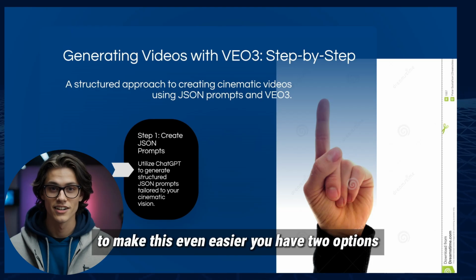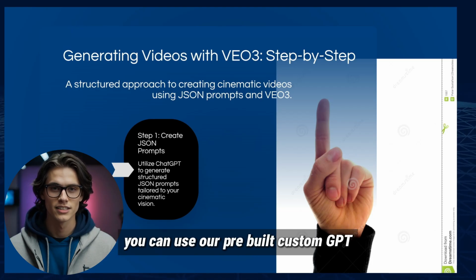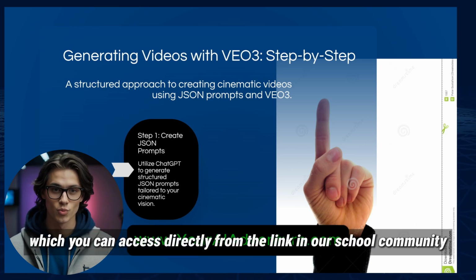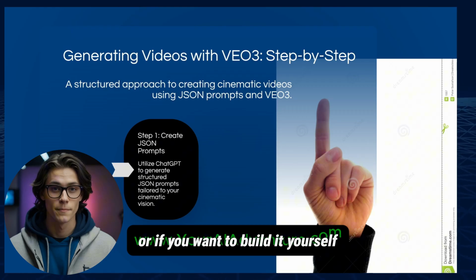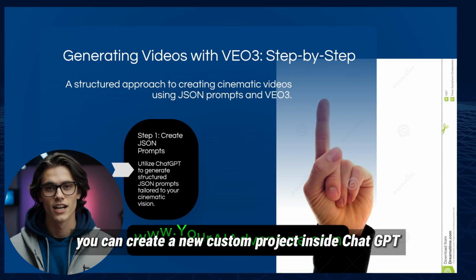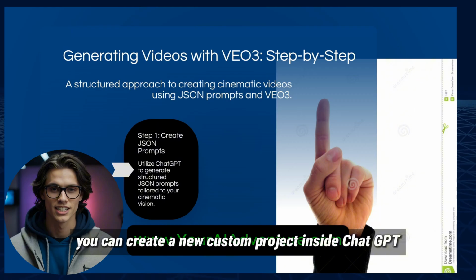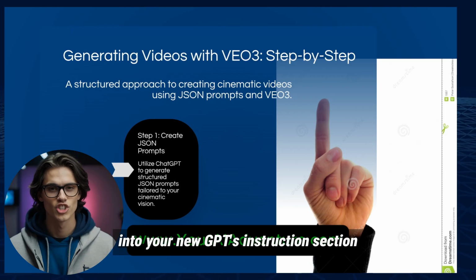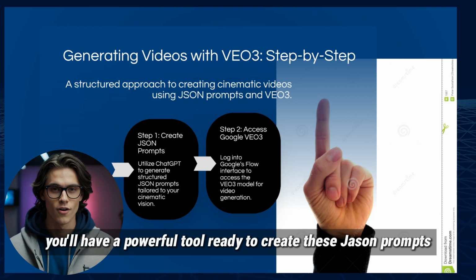To make this even easier, you have two options. You can use our pre-built custom GPT, which you can access directly from the link in our Skool community. Or if you want to build it yourself, you can create a new custom project inside ChatGPT, then just copy and paste the instructions from our Skool page into your new GPT's instructions section. Either way, you'll have a powerful tool ready to create these JSON prompts.